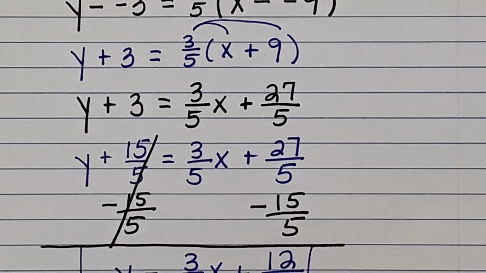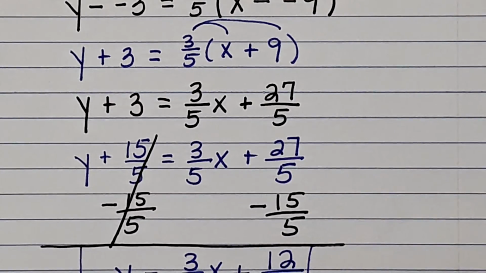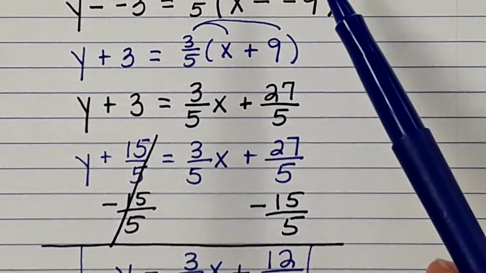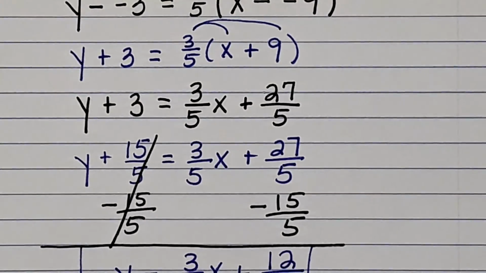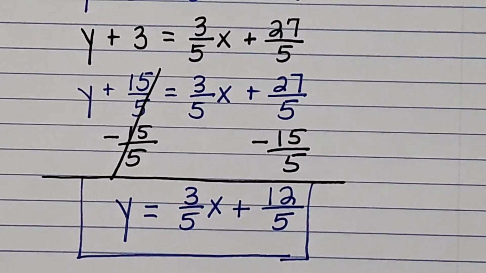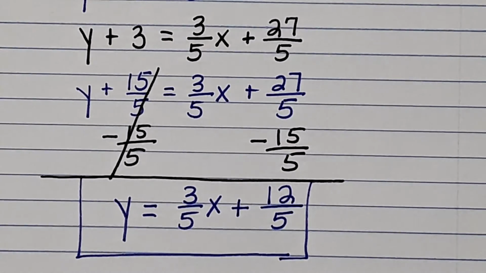So that means I've just written an equation in slope-intercept form that passes through the point (-9, -3) and is perpendicular to y = -5/3 x - 8. So if we were to graph this, you guys, on a coordinate plane, they would be perpendicular. I'm not going to make you do that, but you need to know how to do this.